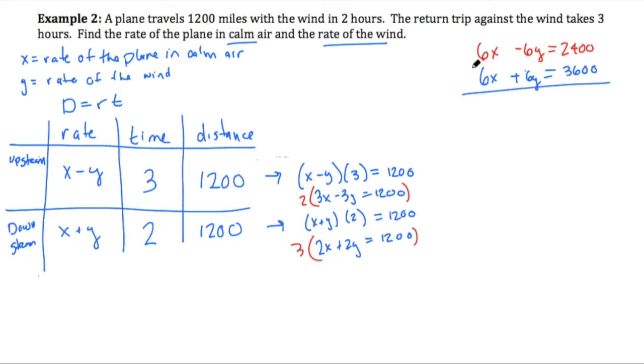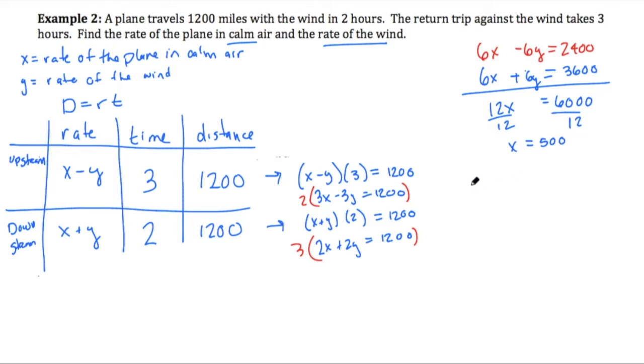Great. So now we can go ahead and add those, and the x's will add together to get 12x. The y's will cancel out, and we'll get 6,000. So then we can divide both sides by 12, and we get that x is equal to 500. So that is the rate of the plane in calm air.